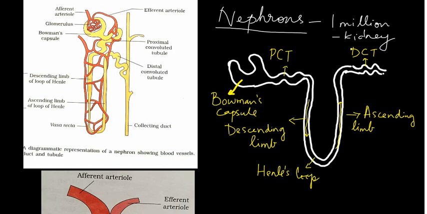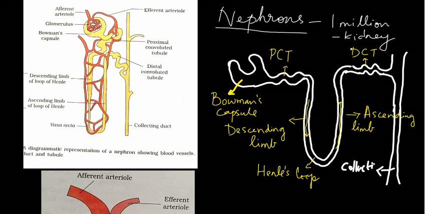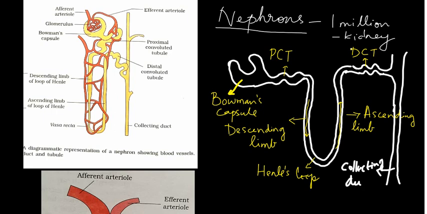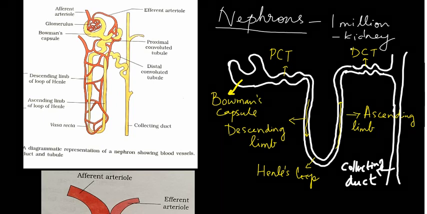Finally, the filtrate in the form of urine gets collected in the collecting duct. So many of these collecting ducts will join together to form the ureter that comes out of the kidney. So this is the collecting duct where the final filtrate passes through. So this whole structure starting from Bowman's capsule, proximal convoluted tubule, Henle's loop, distal convoluted tubule, collecting duct, these are together called the renal tubule.